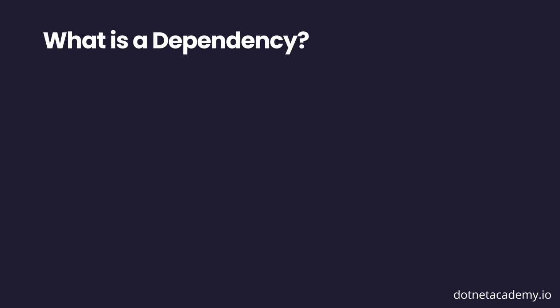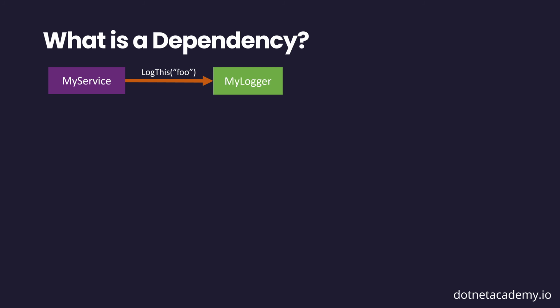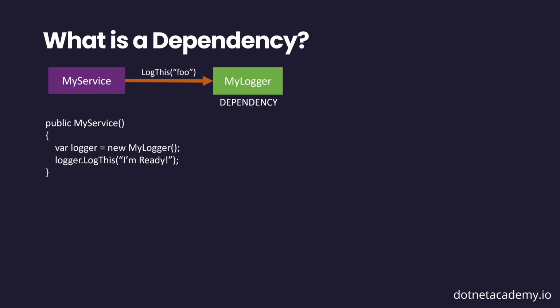To understand what dependency injection is, let's start by looking at two classes, myService and myLogger. myService uses the logThis method of myLogger to log messages to a file anytime myService performs an important operation. Since myService uses some of the functionalities of myLogger, like the logThis method, we say that myLogger is a dependency of myService. Now, in order for myService to start using myLogger, it creates an instance of myLogger in its constructor. And after that, it can start calling the logThis method.